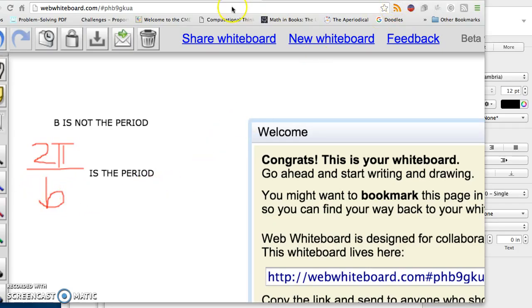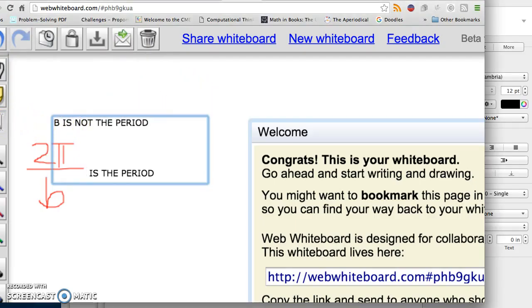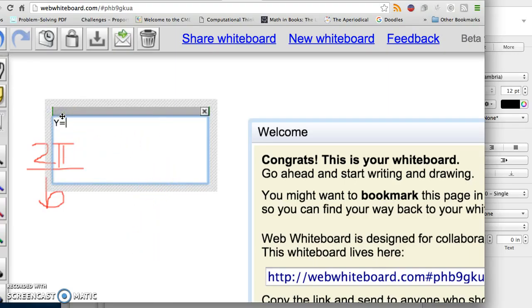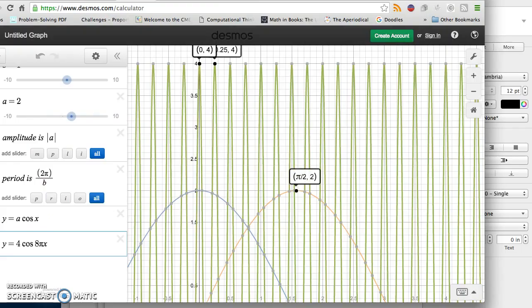Looking back at this problem, well, I can't look back at this problem because I just erased it. But in our problem, they gave us y equals 4 cosine 8 pi x. So b is 8 pi. In that case, b equals 8 pi, so then the period is 2 pi divided by 8 pi, or 0.25. And that's what we saw on the graph. The period, they did one full cycle, 0.25.